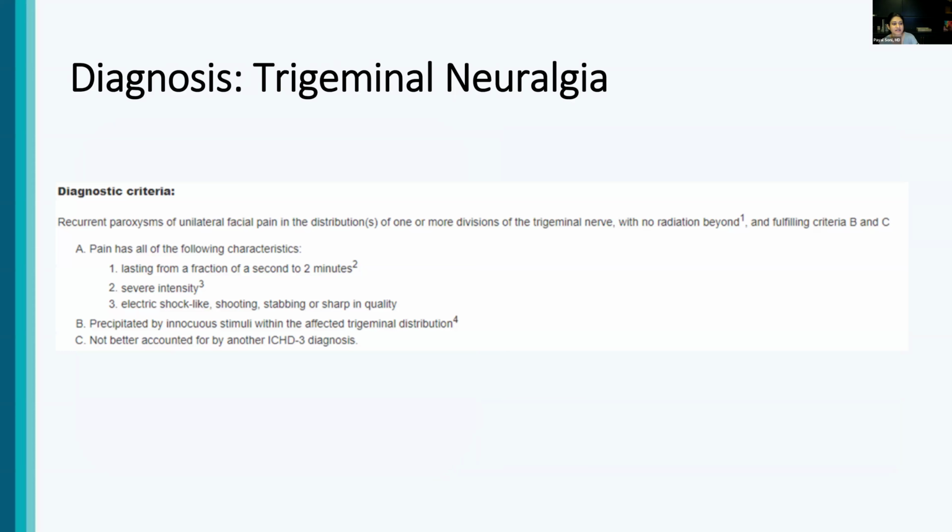And here is the ICHD-3, the International Classification of Headache Disorders, which is in its third edition now. This is the diagnostic criteria for trigeminal neuralgia. These are recurrent paroxysms of unilateral facial pain in the distribution of one or more of the divisions of the trigeminal nerve without radiation beyond. So that's the key point. If somebody's coming in with jaw pain, but it radiates into their neck or into the back of the head, that makes something like trigeminal neuralgia less likely.